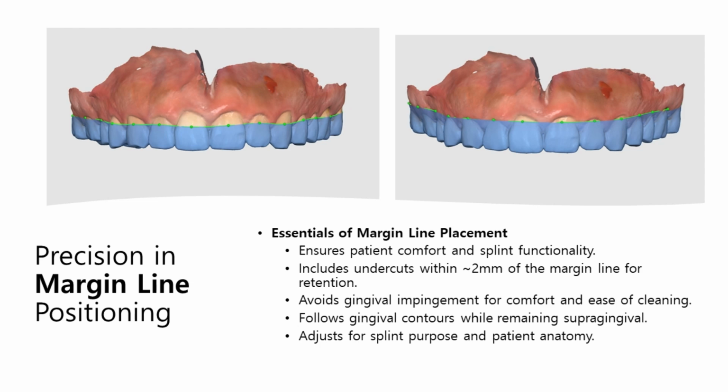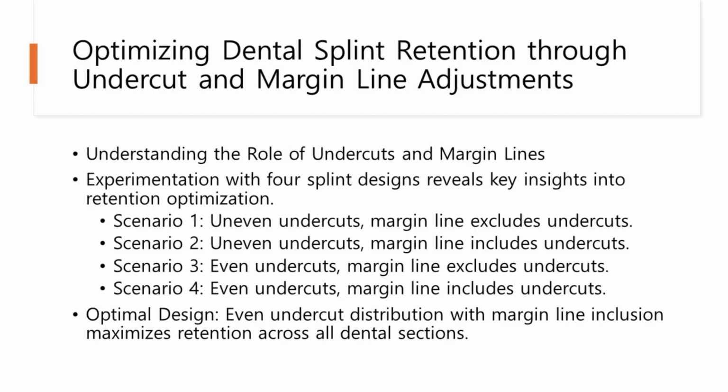The positioning of the margin line may need adjustments based on the specific purpose of the splint and the unique anatomy of the patient's mouth. This customization ensures a secure and comfortable fit tailored to individual needs. We're examining how adjusting undercuts and margin lines affects the retention of dental splints, particularly across different dental sections such as the anteriors, premolars, and molars.